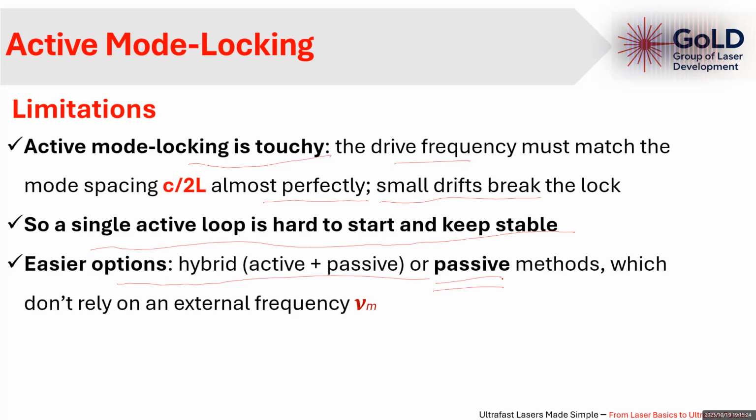In passive mode locking, one of the things we use is a saturable absorber. In this case, the saturable absorber is just a liquid or some other kind of mirrors. Actually, we don't need any kind of external frequency. So this is how the limitations on mode locking work.